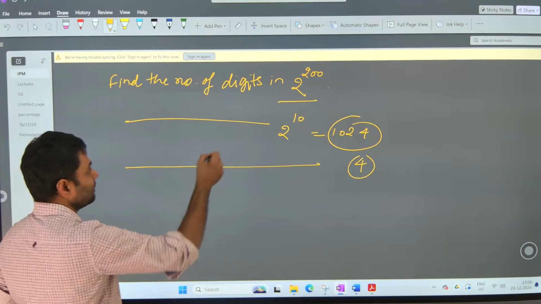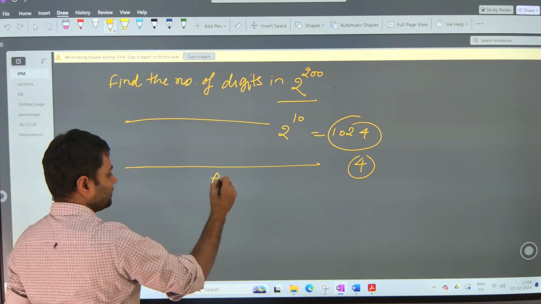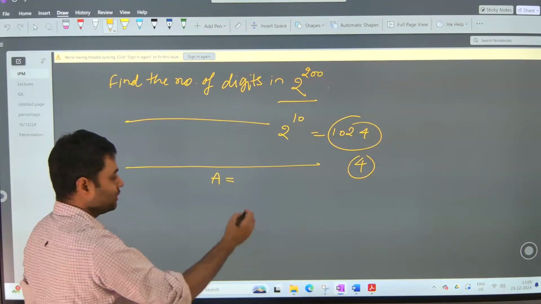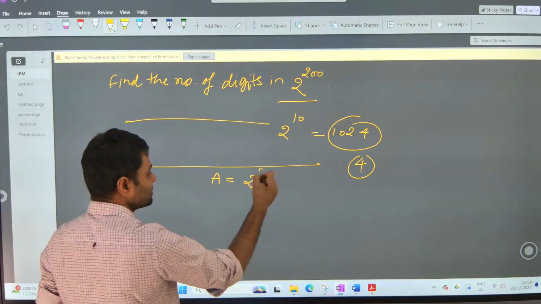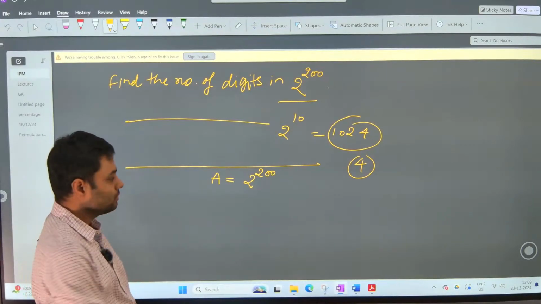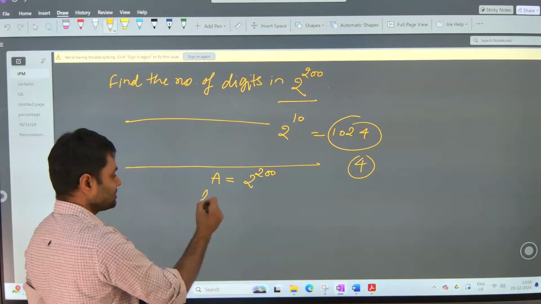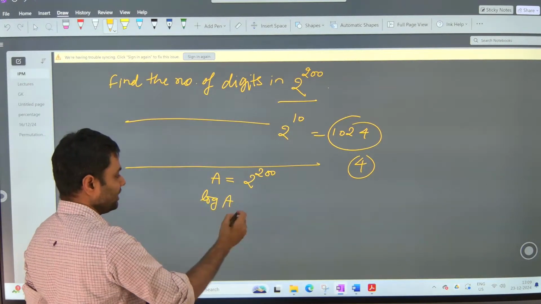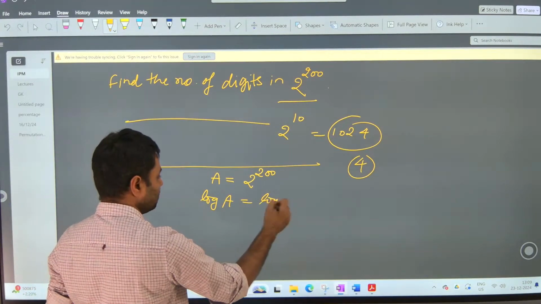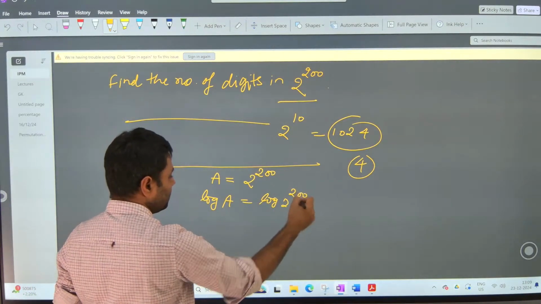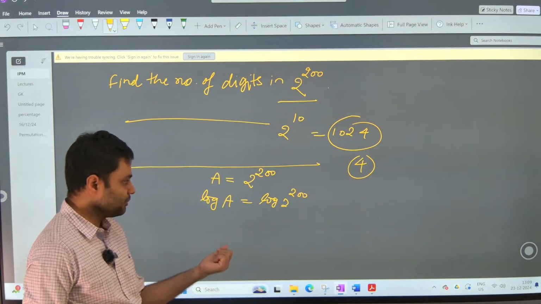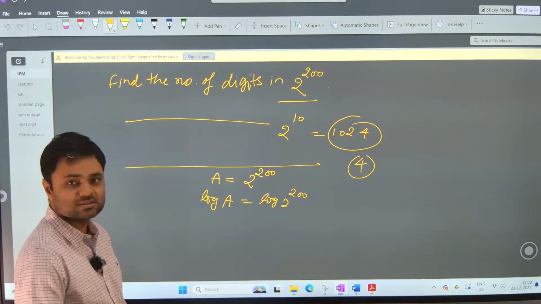So we normally write that number as equal to some number. So a is 2 raised to 200. Now we take this number as log. So log a is log 2 raised to 200. So here I will take a stop and then we will discuss what is log.